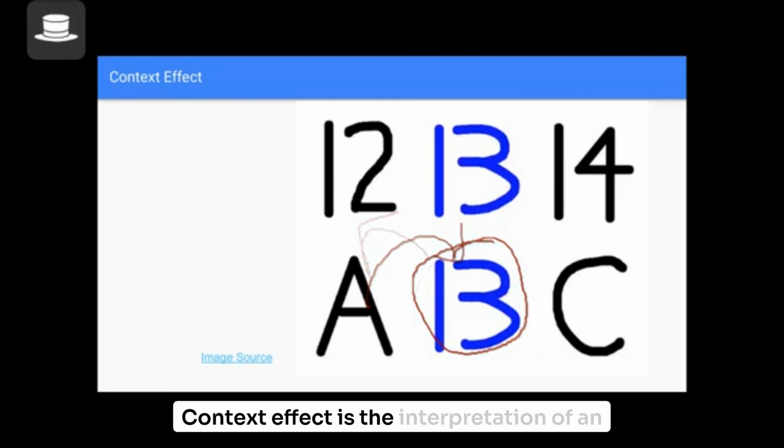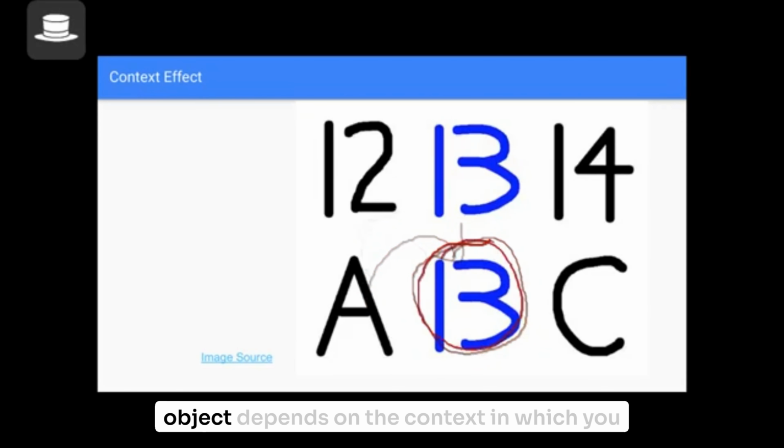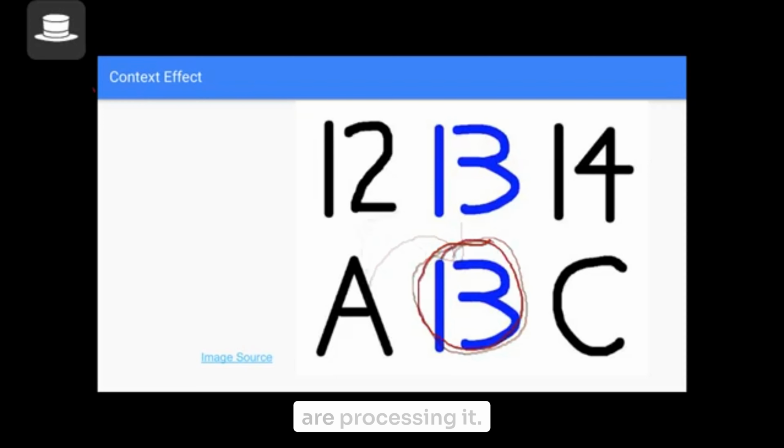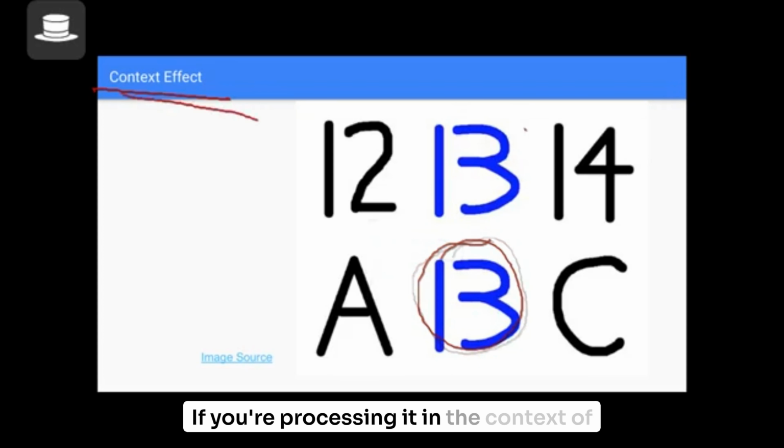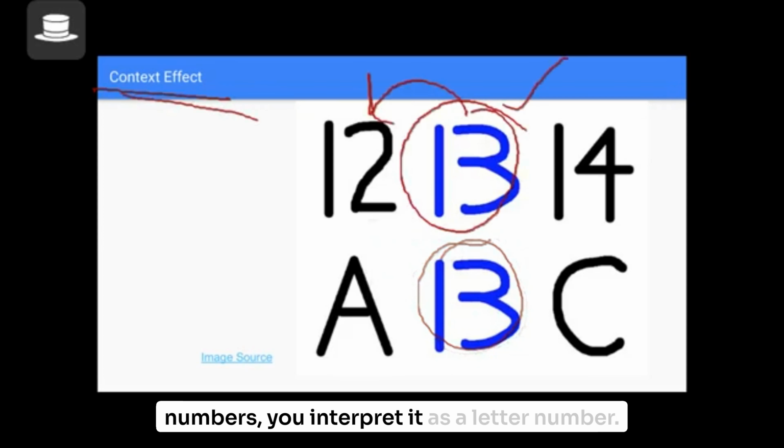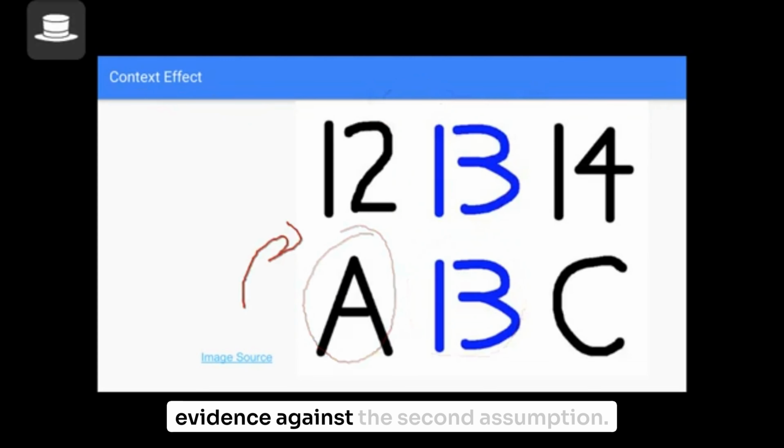Context effect is the idea that the interpretation of an object depends on the context in which you are processing it. If you're processing it in the context of numbers, you interpret it as a number; in the context of letters, as a letter. This is evidence against the second assumption.